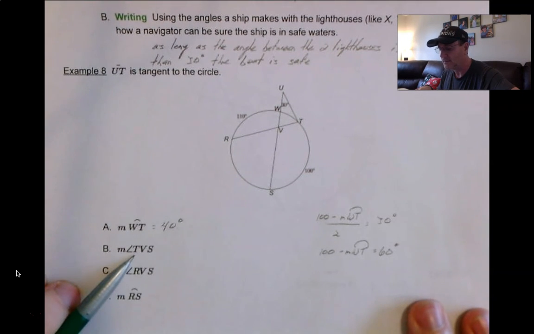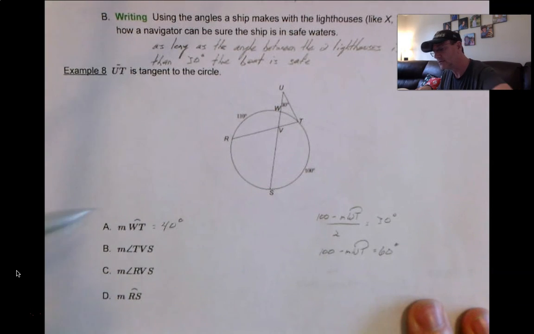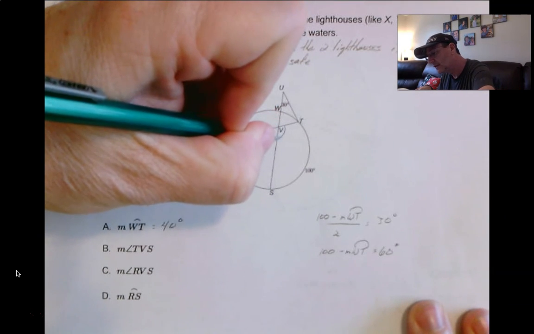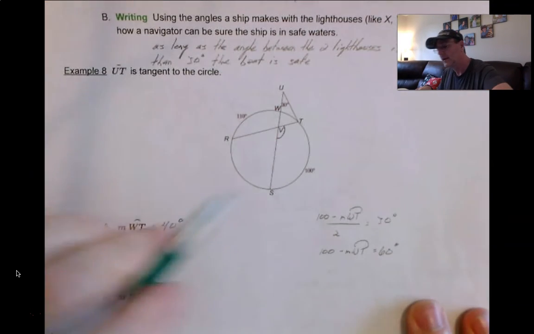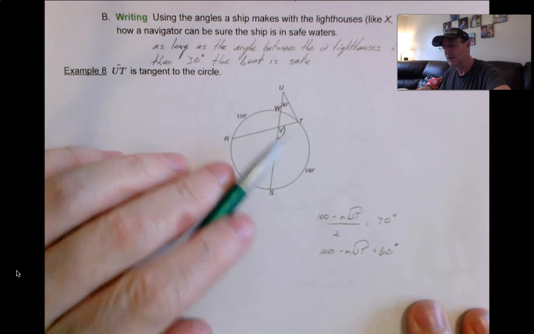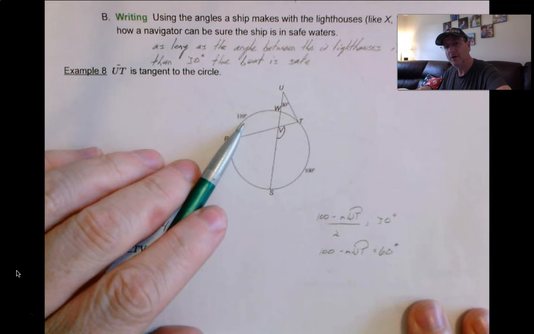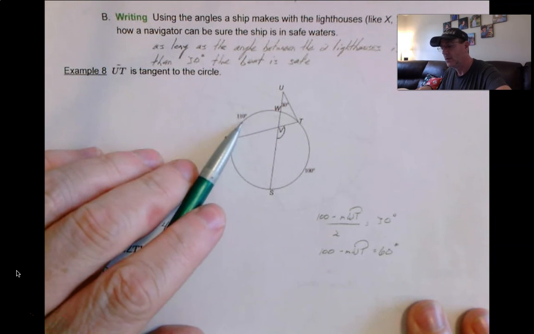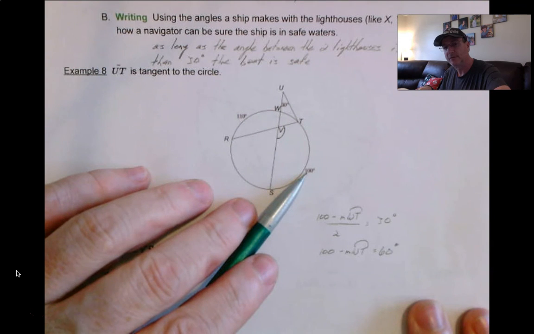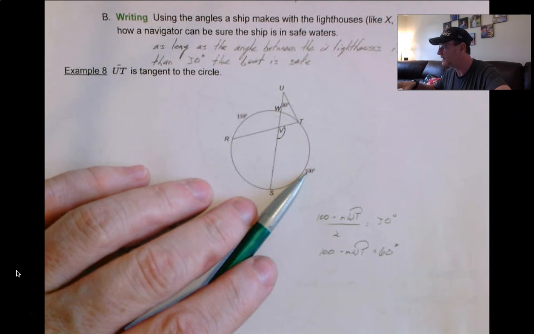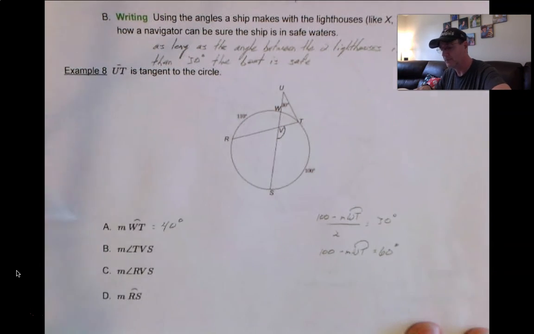Measure of angle TVS. So TVS is this angle here. That's inside of the circle, so we add these two arcs together, divide by 2. 110 plus 100 is 210, divided by 2. 210 divided by 2 is 105 degrees.